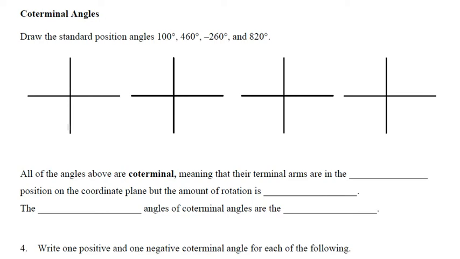Coterminal angles. Draw these standard position angles. On the first one, we're going to draw 100 degrees. So no more headings, bearings. I mean, it'll come in, you can refer back to that. We're back to angles in standard position. Okay, 100 degrees.